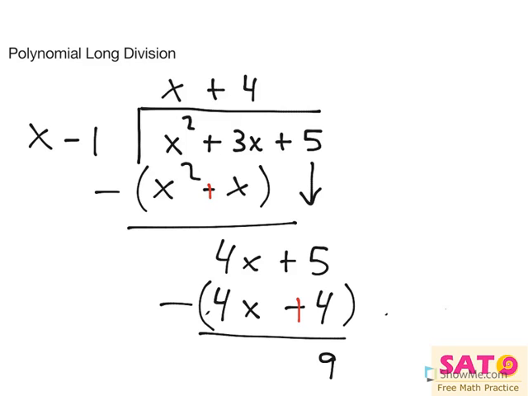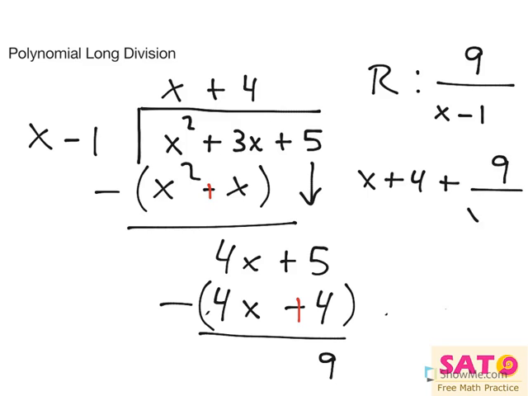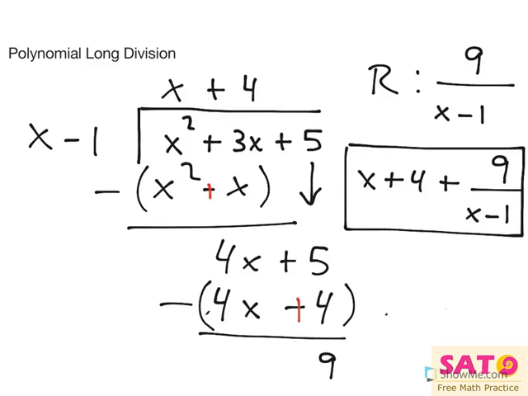How do we write a remainder? Well, the remainder is the number left over the divisor. So that would be our final answer: x plus 4 plus 9 divided by x minus 1. It's the same idea as division, so let's get started with a harder problem now.